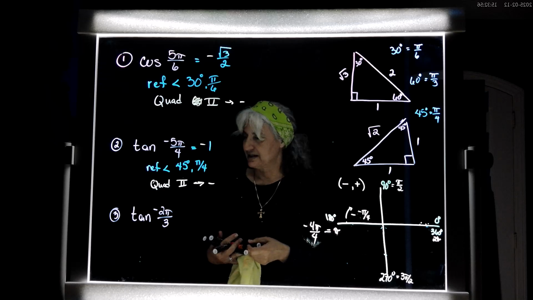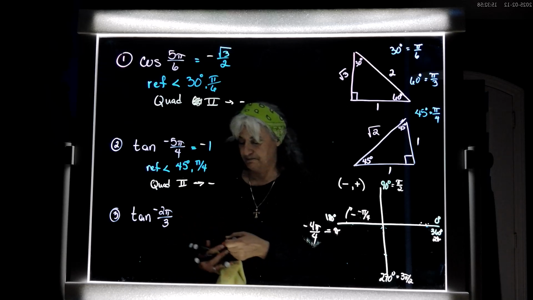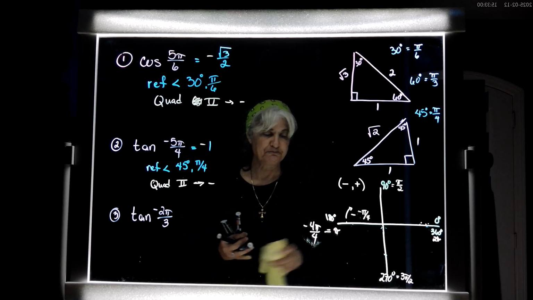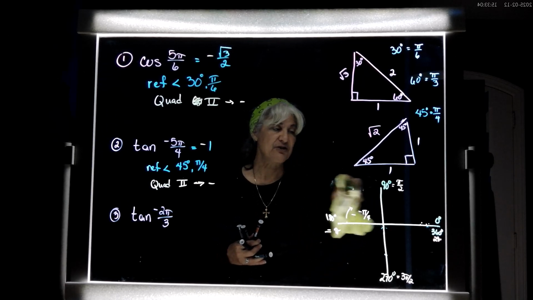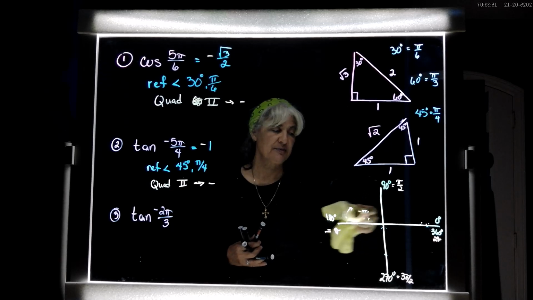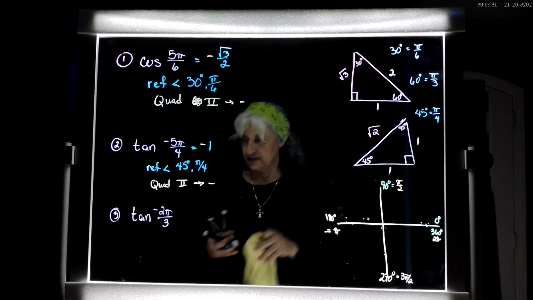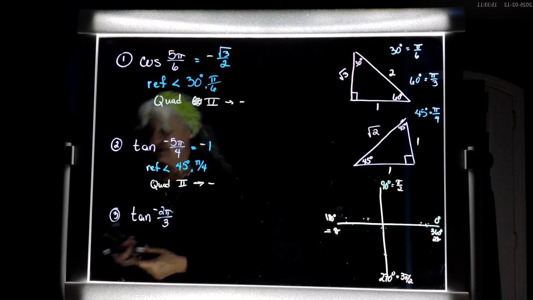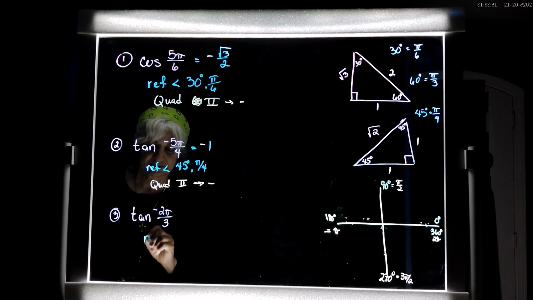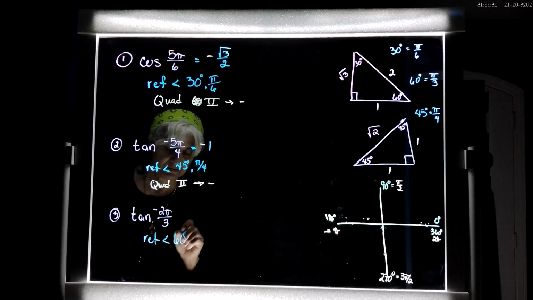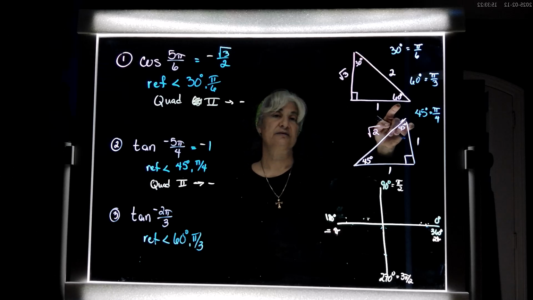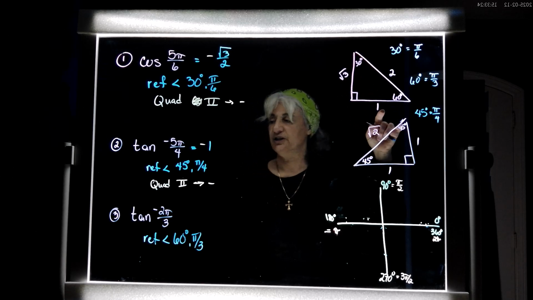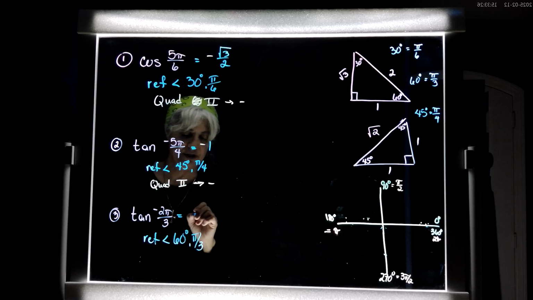Lovely. Let's see. Oh, this one. Okay, we're dealing with negative 2 pi over 3. So talk to me. Reference angle. Reference angle is what? 60 degrees. Got it. Which is equivalent to pi over 3. So 60 degrees, tangent. Opposite over adjacent, that's going to be the square root of 3.